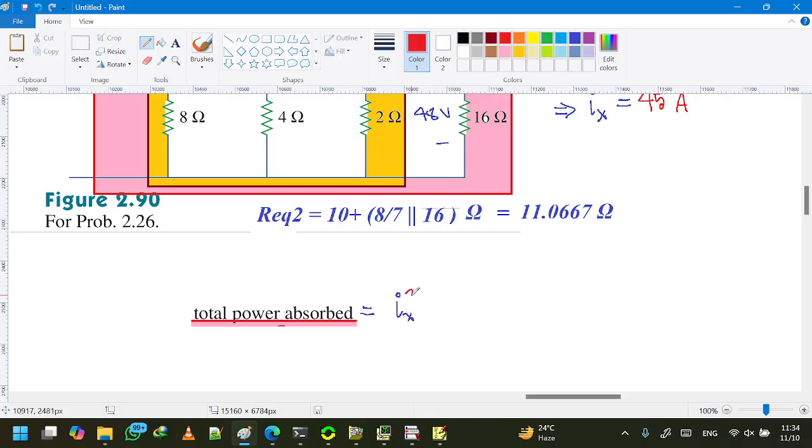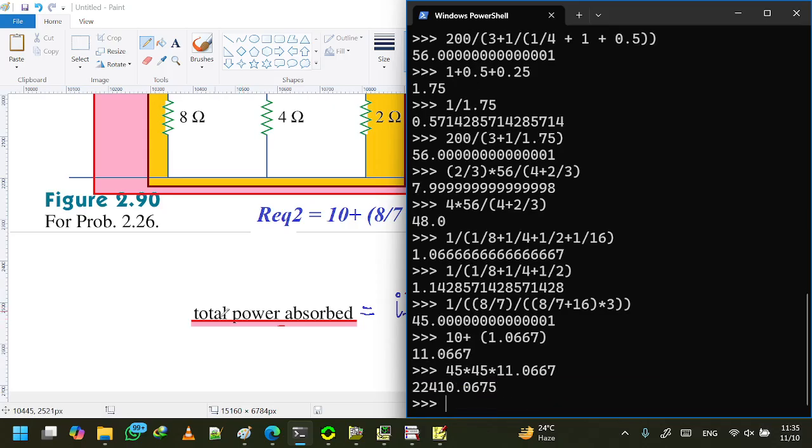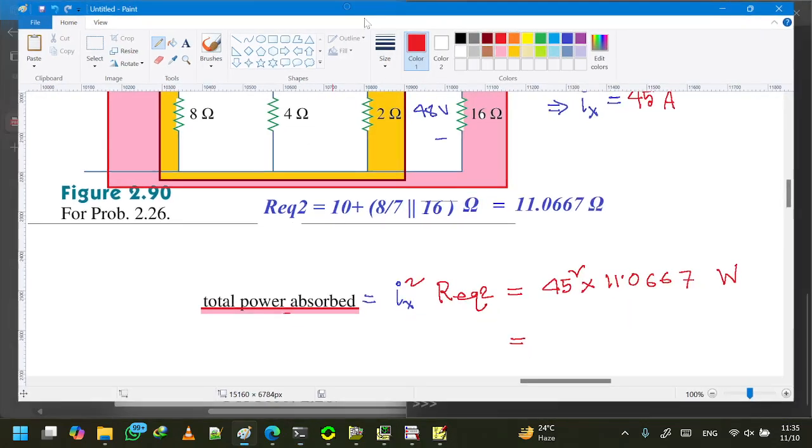squared, and R is R equivalent 2. This gives us 45 squared multiplied by R equivalent 2, which is 11.0667. So 45 multiplied by 45 multiplied by 11.0667 gives 22.41 kilowatt we can write.